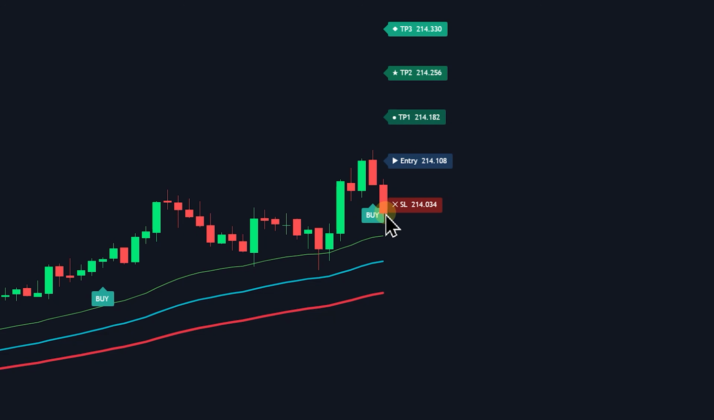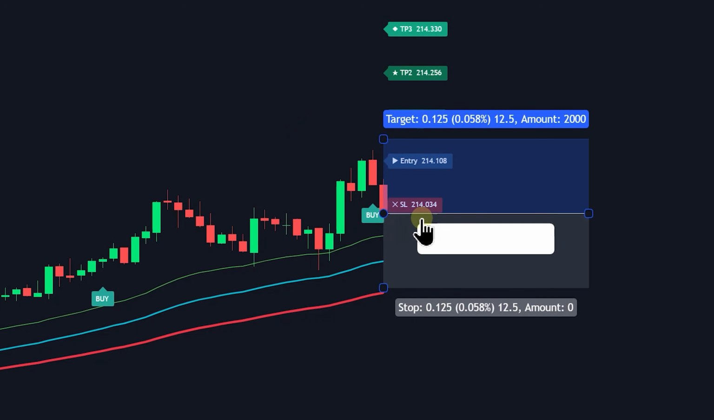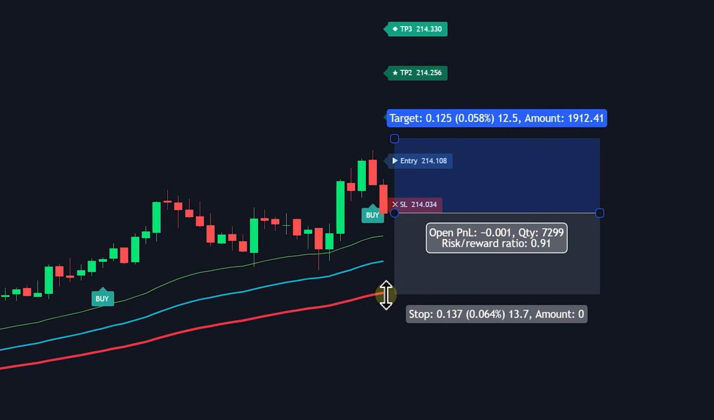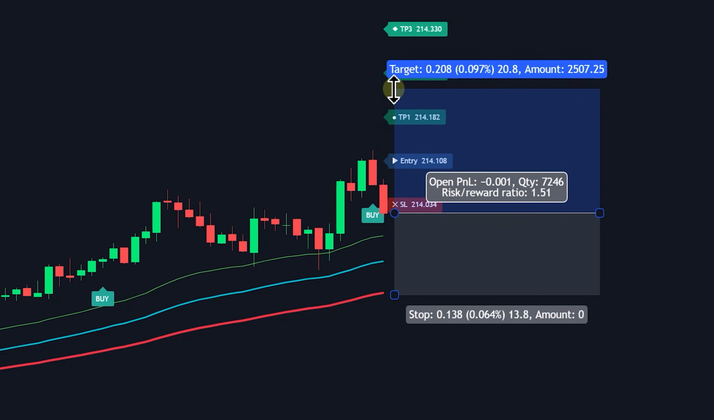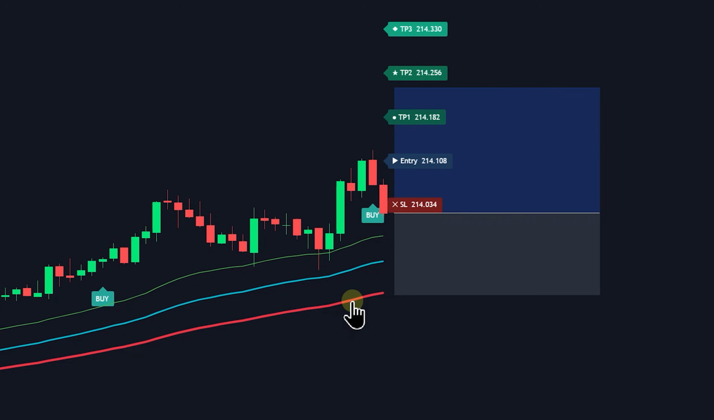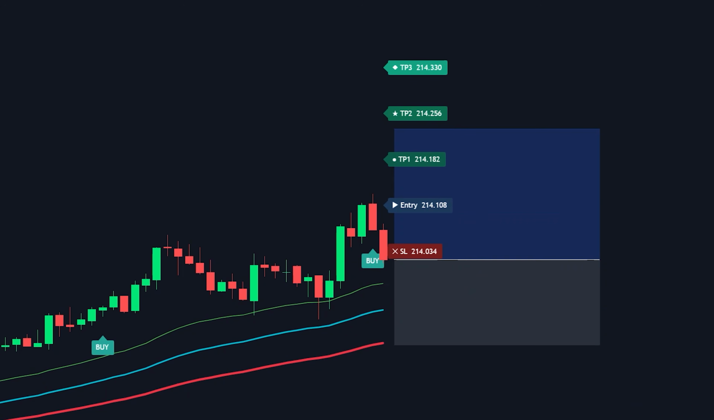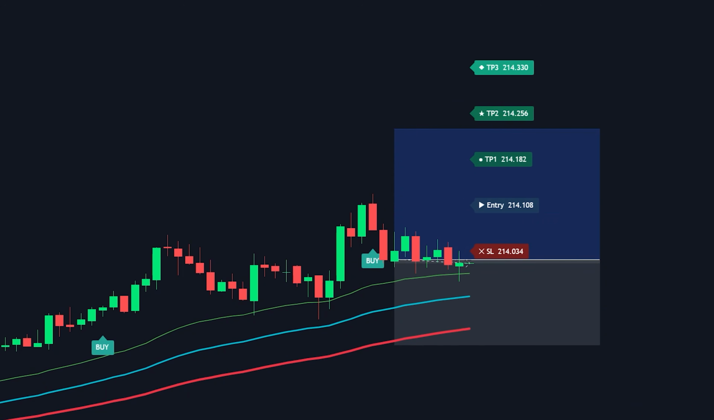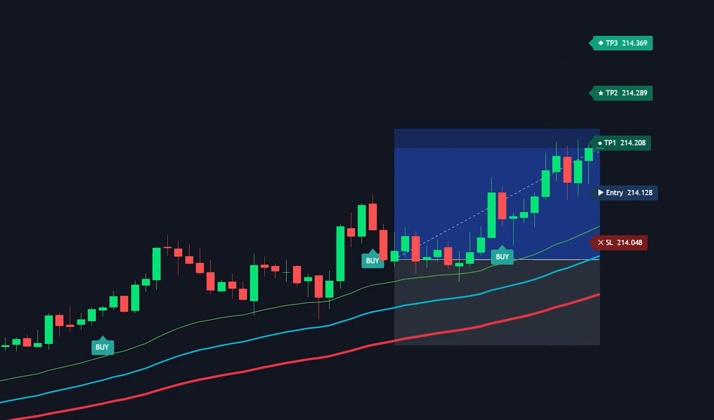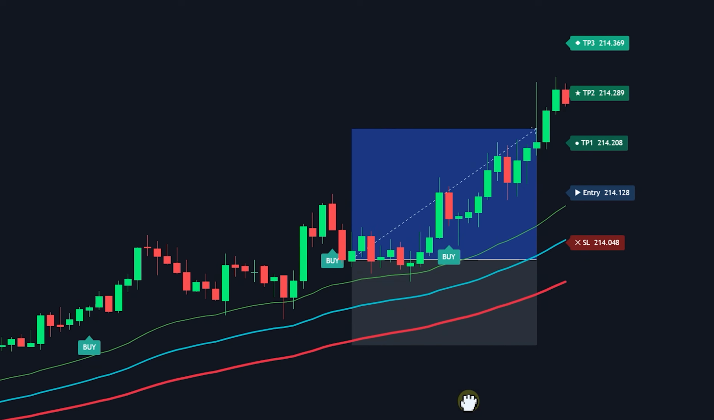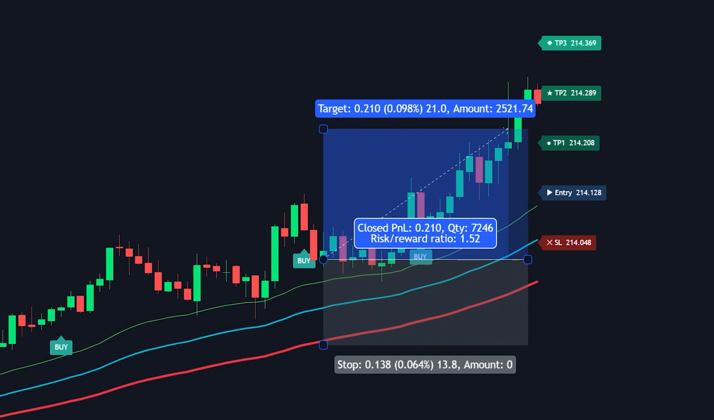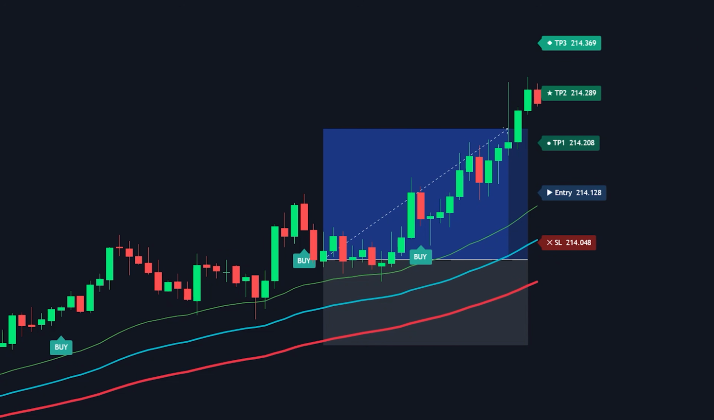The stop loss is placed exactly at the red EMA since that's our invalidation level. If price reaches that moving average, the setup is no longer valid and we want to be out of the trade. The take profit is going to be set at 1.5 times the risk. Letting the trade run. And as you can see, ladies and gentlemen, the trade was profitable.